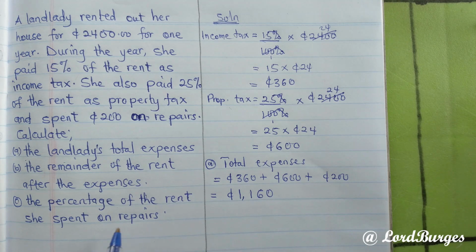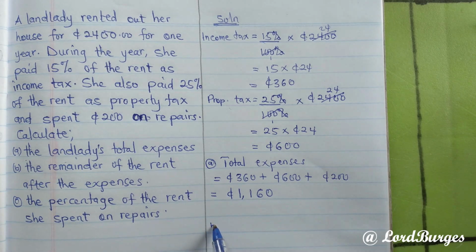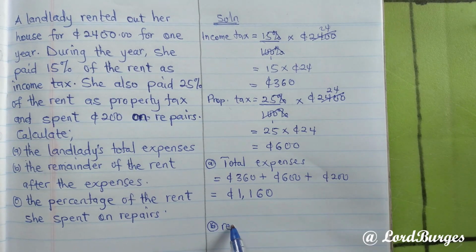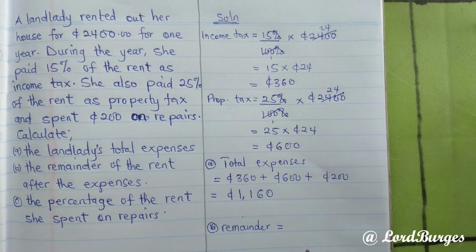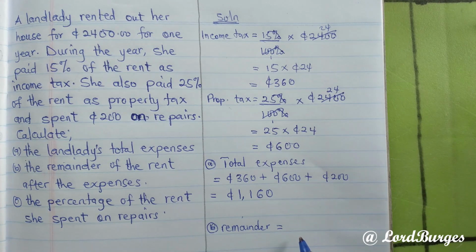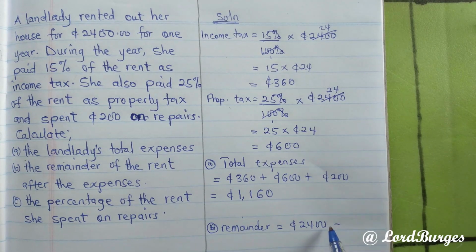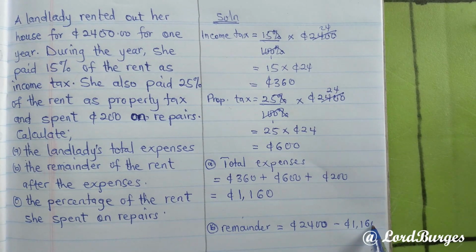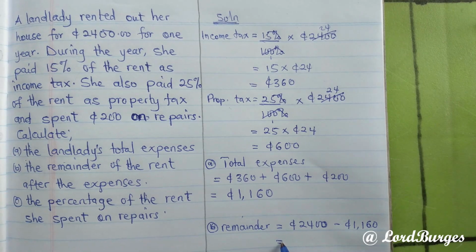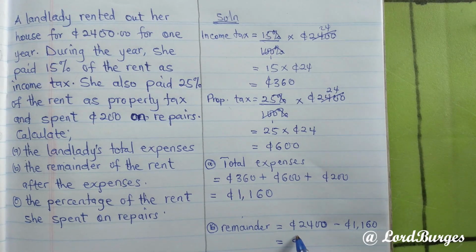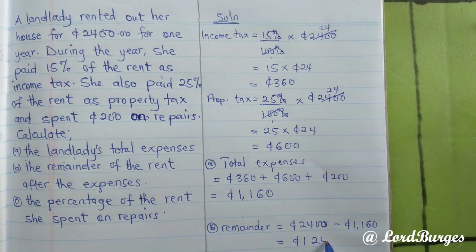Now they said the remainder of the rent after the expenses. So B, remainder should be equal to the total amount of money, which is 2,400 cedis minus 1,160 cedis, which will give us 1,240 cedis as the remainder.